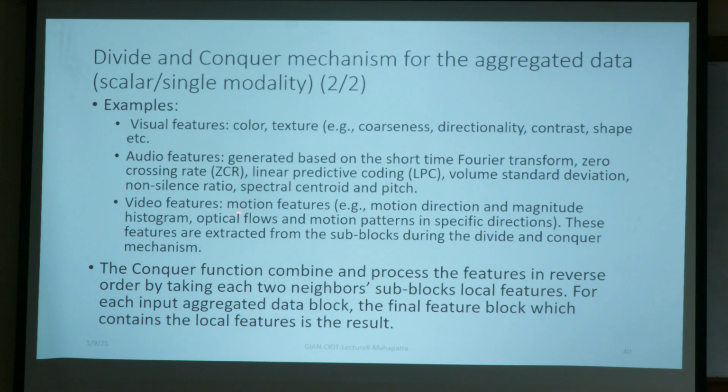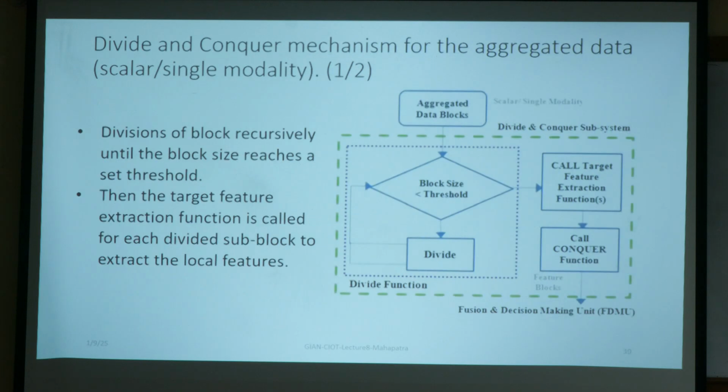For video features, for more multimodal things, you get motion features, motion quality, direction of motion going up or down, horizontal or vertical, then magnitude histogram, optical flow. You don't have to remember these, but at least you know what's going on, so that if there's a chance for you to implement things in research, they're all handy. These features are extracted from sub-blocks during the divide and conquer mechanism. The second one, this one actually. Yeah, this part.